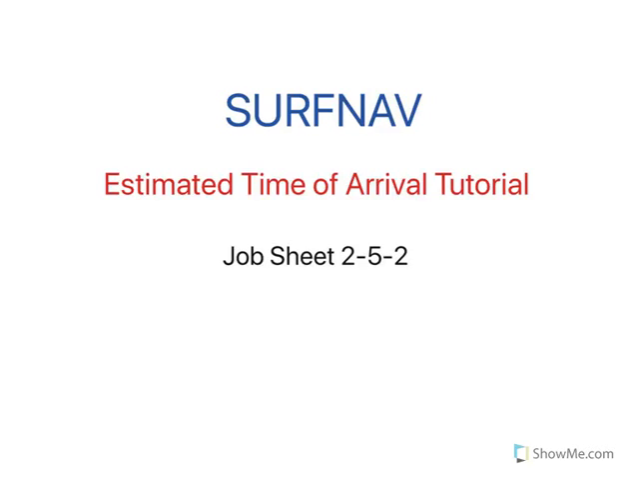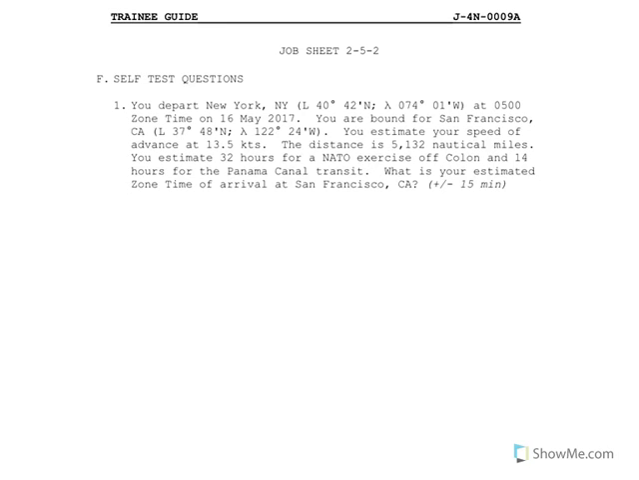Hello everyone. Today we're going to go over estimated time of arrival and how we figure out when we're going to arrive in a certain place. If you're following along, we are still on job sheet 2, TAC 5, TAC 2. This is what our ETA problems will look like.